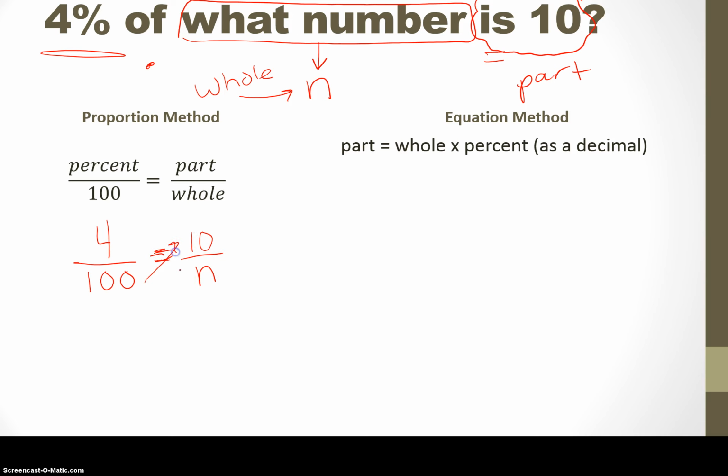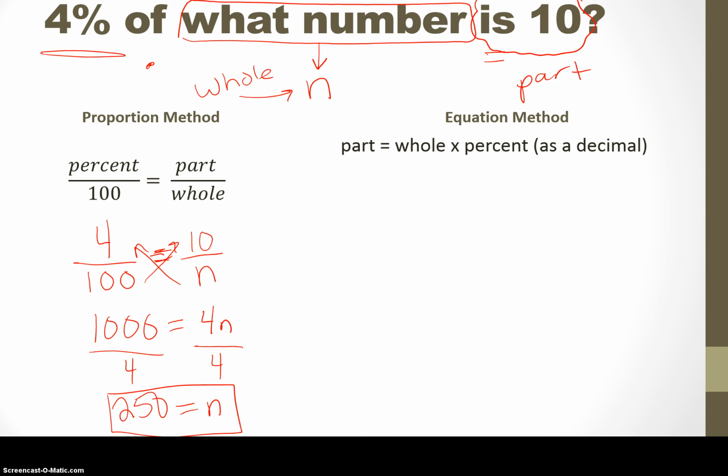And to solve proportions, all we do is use cross products. So I do 10 times 100 to get 1,000, and 4 times n to get 4n. And then to isolate your variable, you divide both sides by 4 to get 250 is equal to your number. So 4% of what number? 4% of 250 is 10.